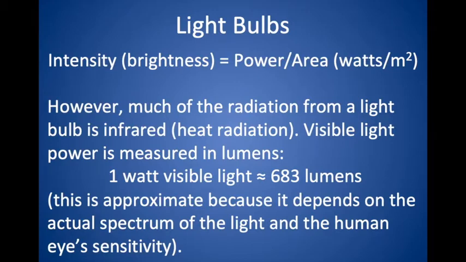So the actual visible power in the light is measured in what's called lumens, and 1 watt of visible light is about 683 lumens. Okay, and that's approximate because it does depend on whether it's red or blue, what the distribution of colors is.